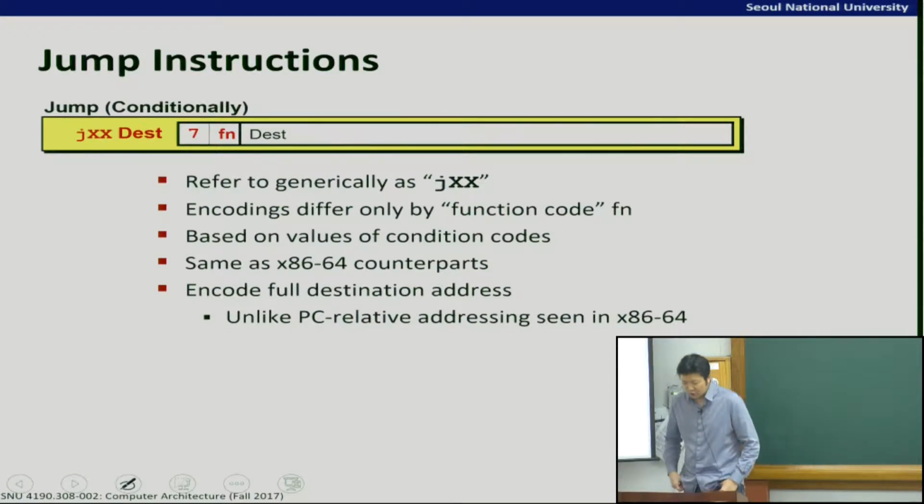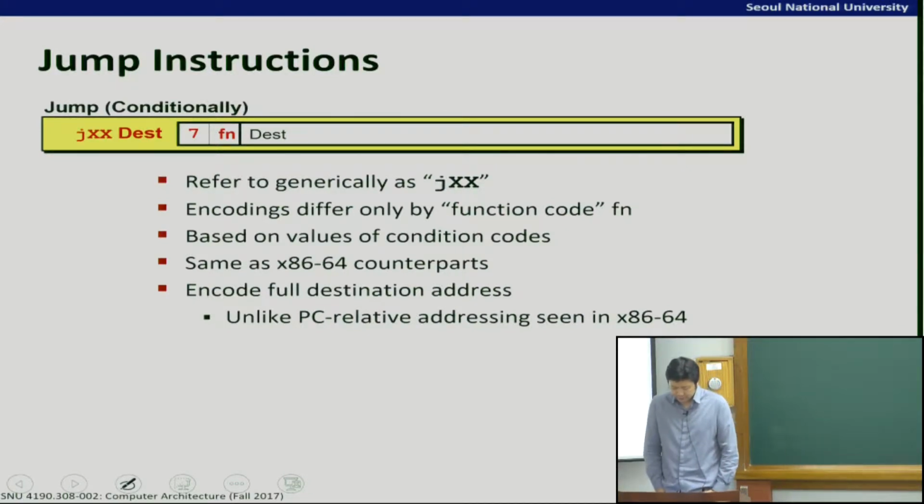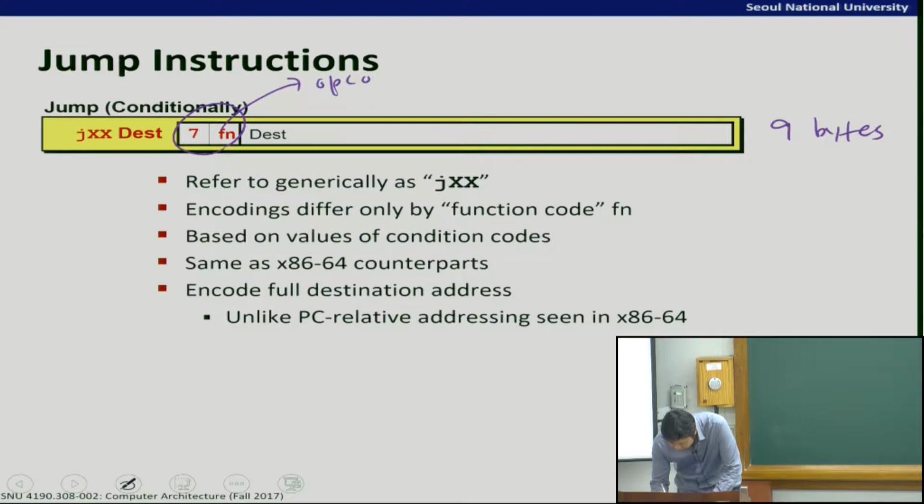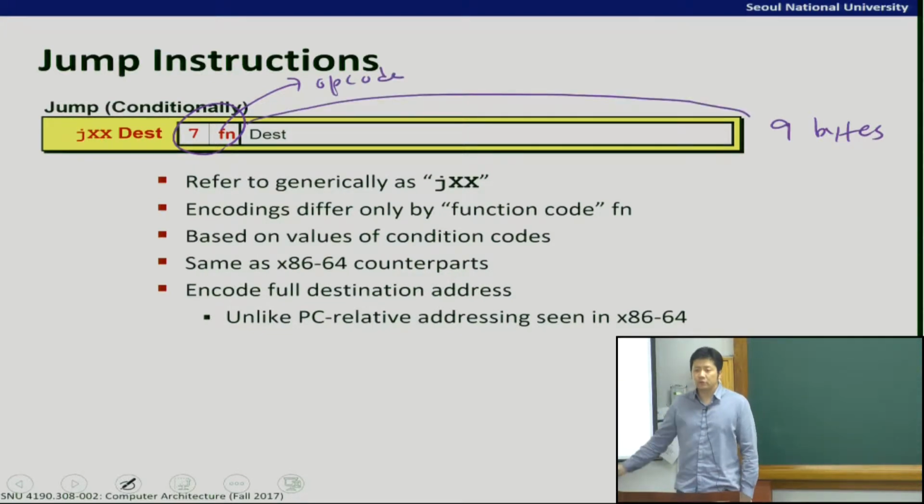The next instruction is jump. Jump is 9 bytes. The first byte is the opcode. The next 8 bytes are constant values specifying the destination address. It's generally referred to as JXX because depending on this XX, it can become conditional or unconditional.